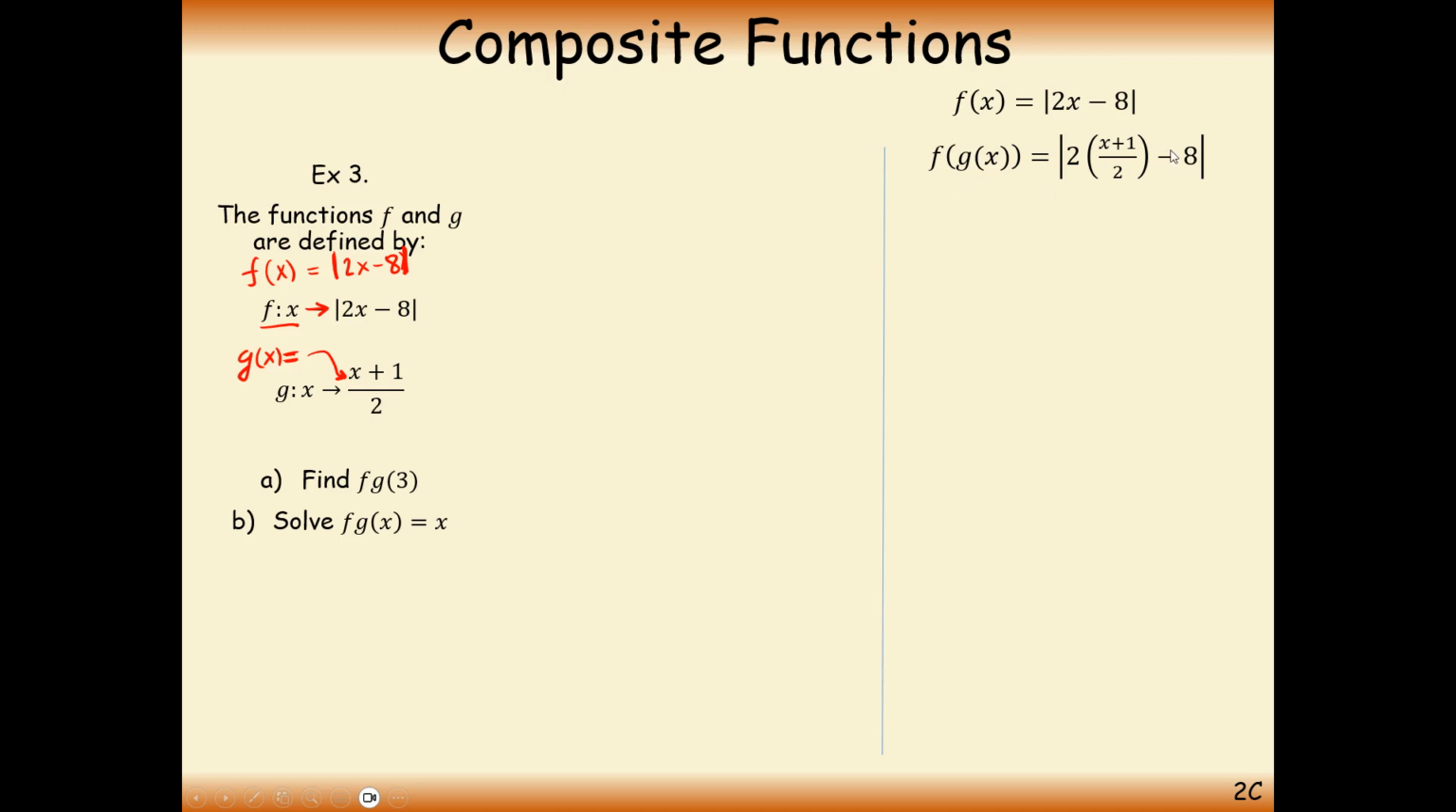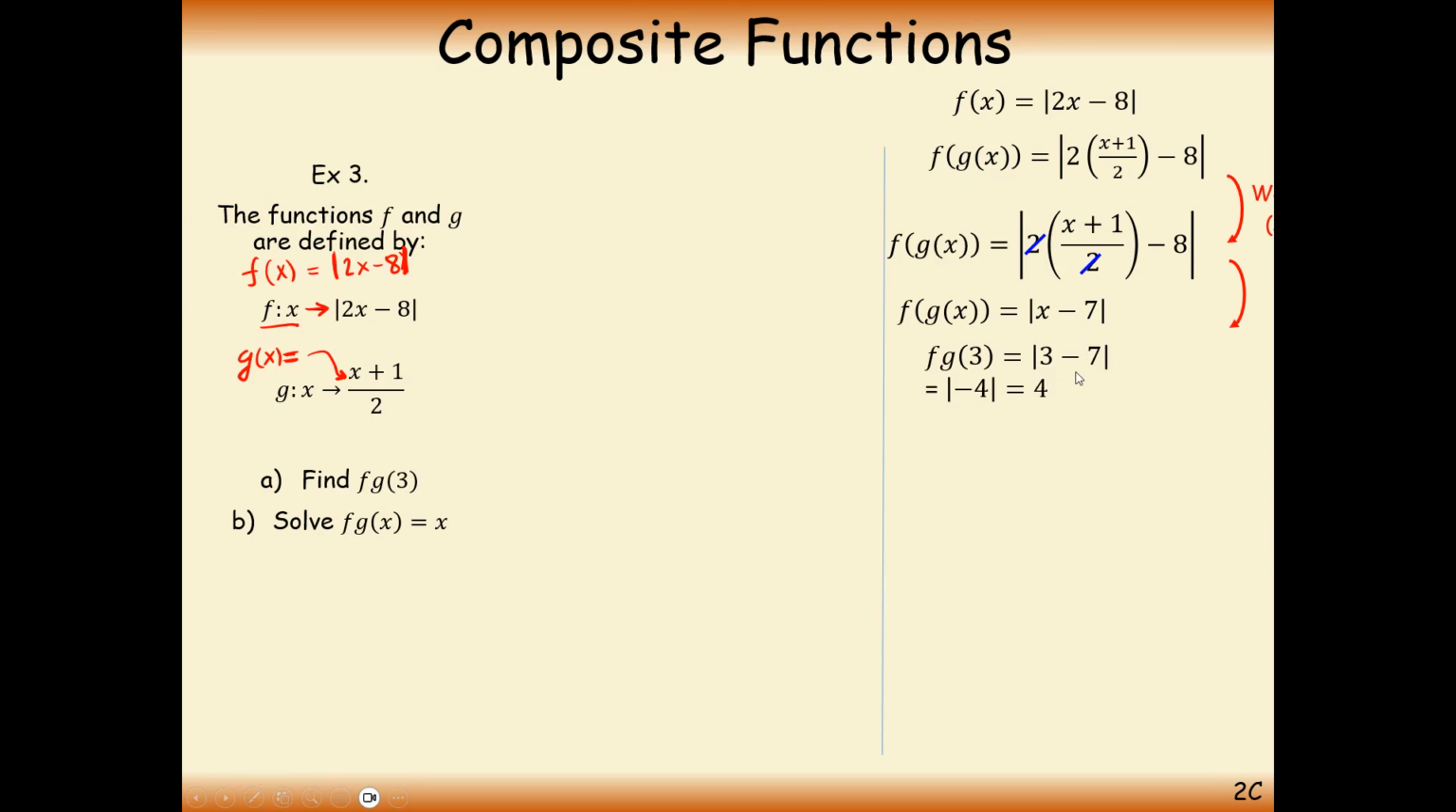So that's what the meaning of f of g of x is. Let's simplify it. Expanding the bracket here will cancel away the 2's, and we are left with simply x plus 1 minus 8, which is x minus 7 inside the modulus function. So what we are asked to do is just substitute 3 for x. That's what we can do. 3 minus 7 is minus 4. But the modulus function tells us to take the positive value.